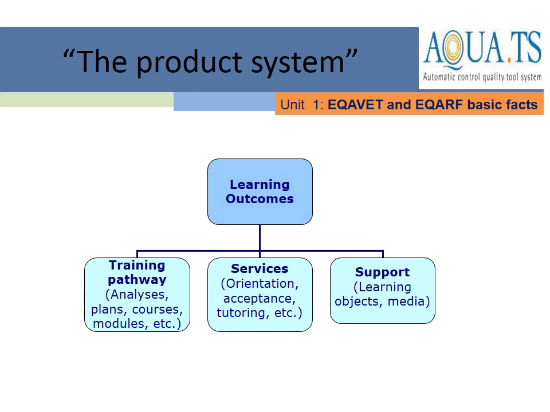The product system. Quality assurance in vocational training can be centered directly on the quality of the product or service provided. The product of a quality-oriented learning process is represented by the learning outcomes. As one can see in the slide, the final product is supported by the training pathway, in turn segmented into plans, analysis, courses and modules, services, that is acceptance, mentoring and guidance, support ensured through the learning objects and media. The slide shows the centrality of learning outcomes.